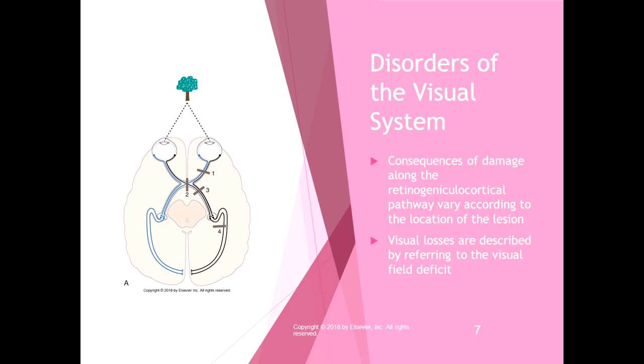So disorders of the visual system can also be complex. Consequences of damage along that pathway, they call it the retino-geniculo-cortical pathway because it goes from the retina to the geniculate nucleus in the thalamus to the cortex, and you have that synapse in the thalamus. The consequences vary according to the location of the lesion. So visual losses are described by referring to the visual field deficit. So we're going to say you have a right visual field deficit or a left visual field deficit or some combination.